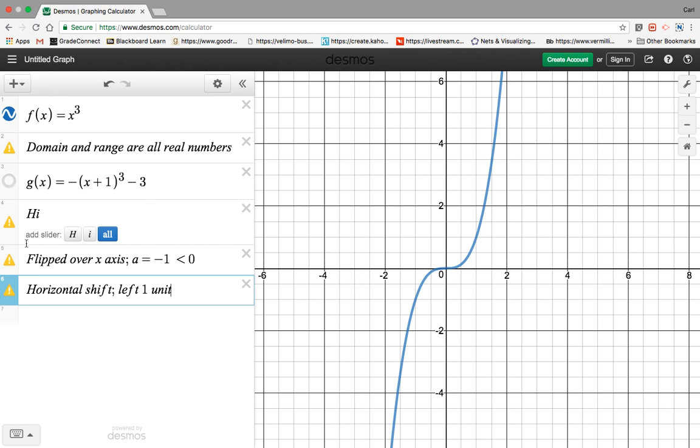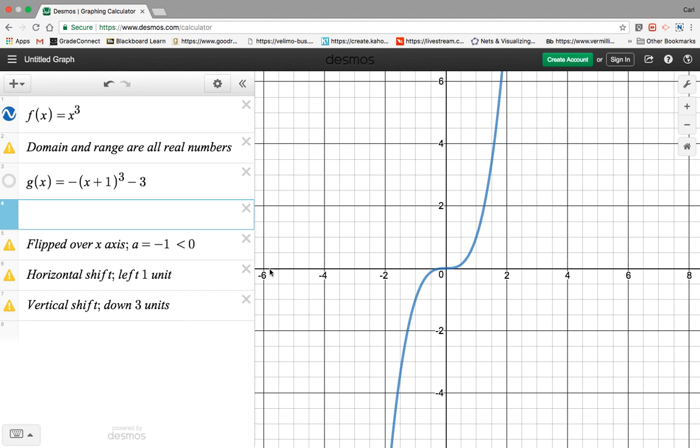And then finally, with the VO portion, vertical shifts occur on the outside of the equation, or outside of where the meat and bones is of the function, where this is subtracting 3. So there's definitely a vertical shift. Since this is -3, this is going down 3 units. And that's all we can really say about this one.